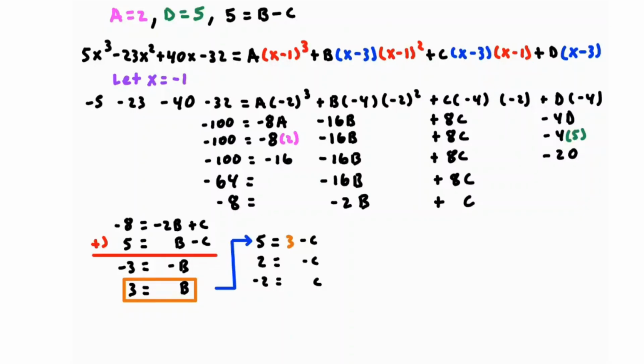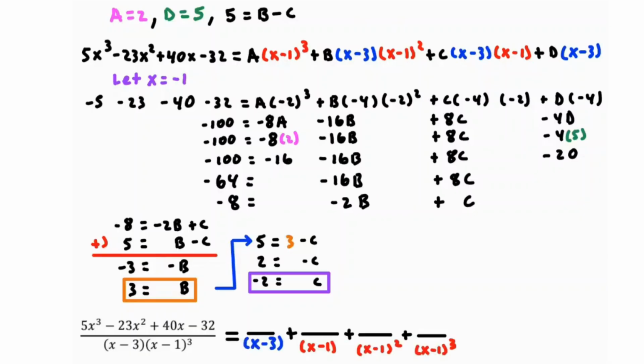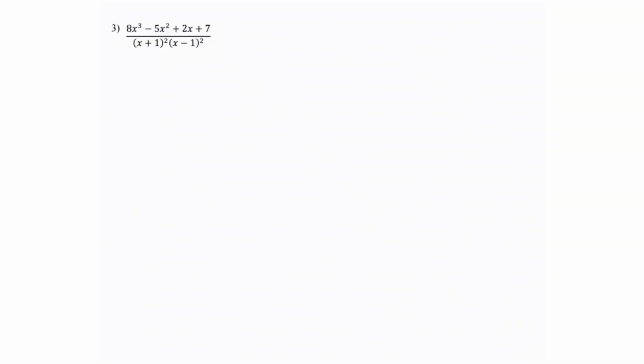Last step is to write the partial fraction. So this fraction is going to equal a over x minus 3 plus b over x minus 1 plus c over x minus 1 squared plus d over x minus 1 cubed, where a is 2, b is 3, c is negative 2, and d is 5. So this is how you will solve if you have x minus 1 cubed, 3 repeated linears.